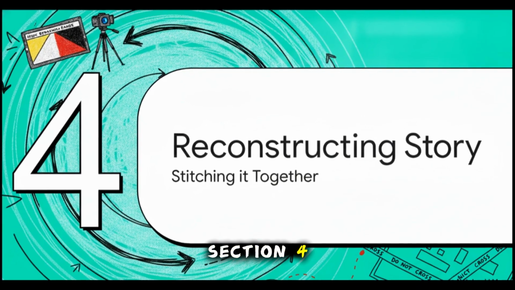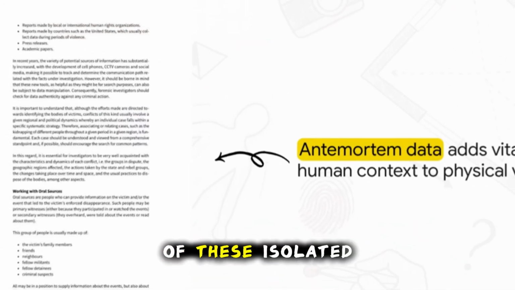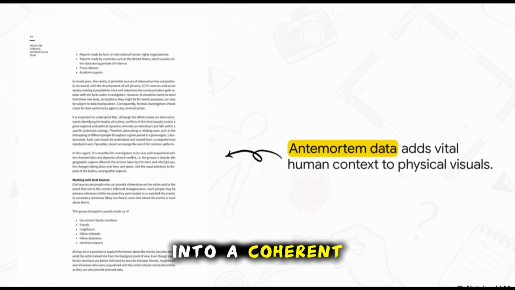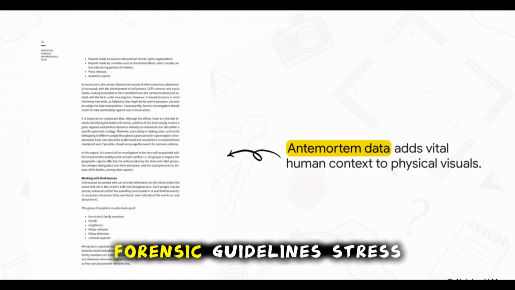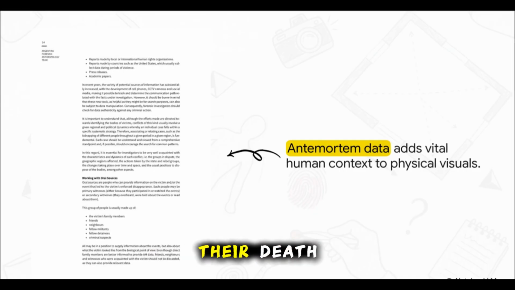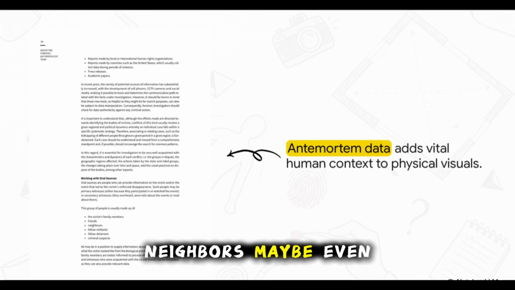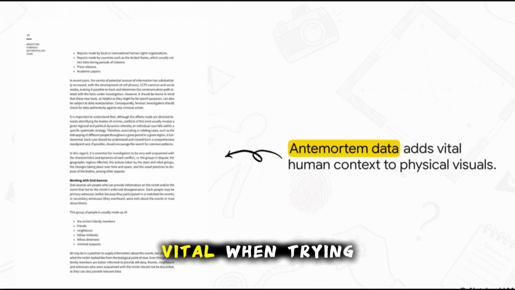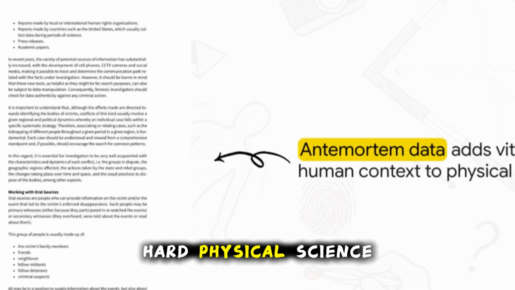Finally, we reach section 4, reconstructing the final story, stitching it together. So how do we take all of these isolated, carefully photographed moments and actually stitch them back together into a coherent chronological sequence? Well, physical visuals alone aren't always enough. Forensic guidelines stress that gathering antemortem data, which is biological information about a victim from before their death, is crucial. Investigators interview oral sources like family members, neighbors, maybe even fellow detainees, to gather context, life stories, and reports. This is especially vital when trying to identify skeletal remains. It adds much-needed human context to the cold, hard physical science.